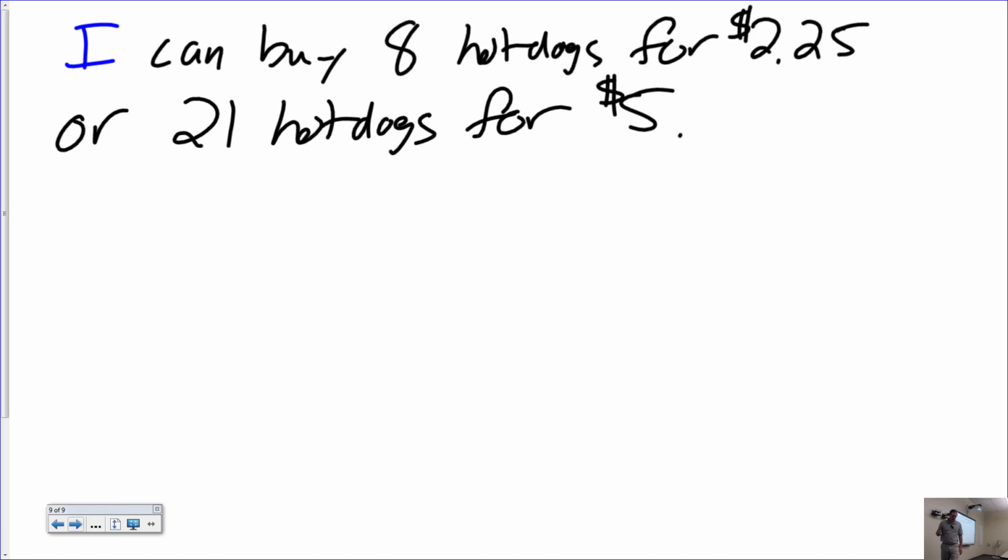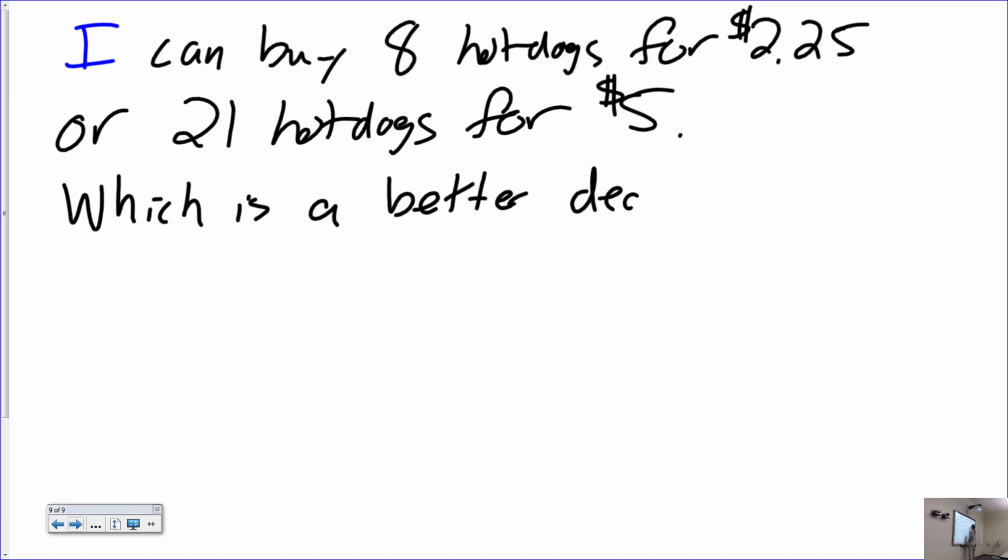So I can either go to the Pick and Save and buy 8 hot dogs for $2.25, or I can go to Costco and buy 21 hot dogs for $5. Which is a better deal? How are you going to figure that out? Figure out what each hot dog costs. Okay, find out what each hot dog costs separately. So how do you do that?